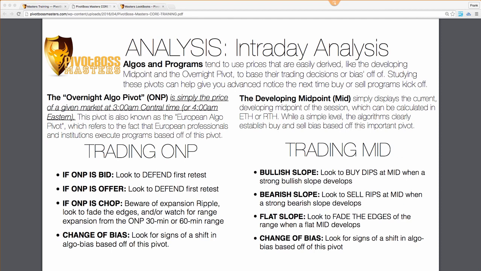And so whatever price the market is trading at, 1 hour into the market, that's where a lot of the European professionals and institutions will then begin to, their programs will begin to use that new 3 a.m. pivot as the pivot for the day. Sometimes this pivot is major in play, sometimes it's not.